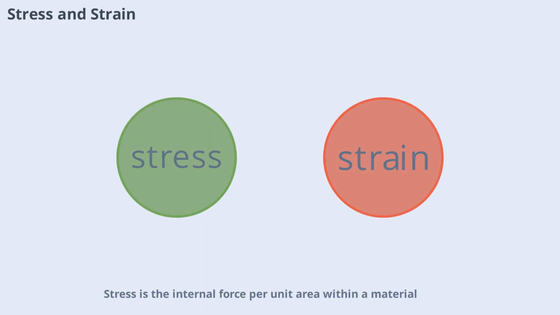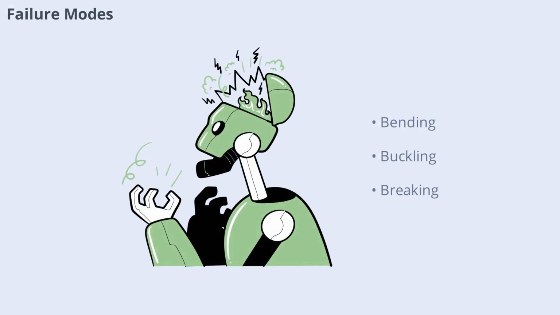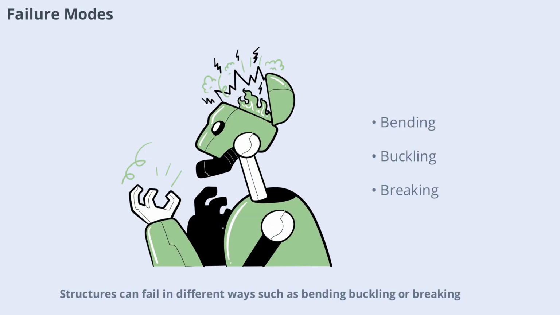Stress is the internal force per unit area within a material, while strain is the deformation caused by stress. These concepts help engineers understand how materials respond to loads. By analyzing stress and strain, we can ensure materials are used within their safe limits, preventing failure and prolonging the life of structures. Structures can fail in different ways, such as bending, buckling, or breaking.